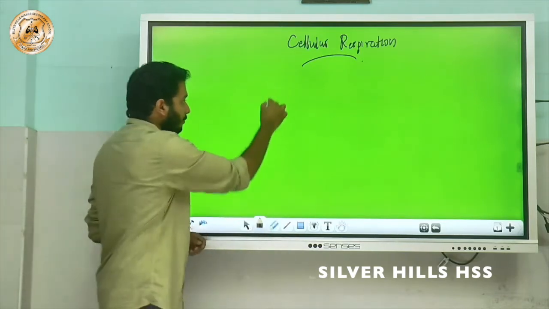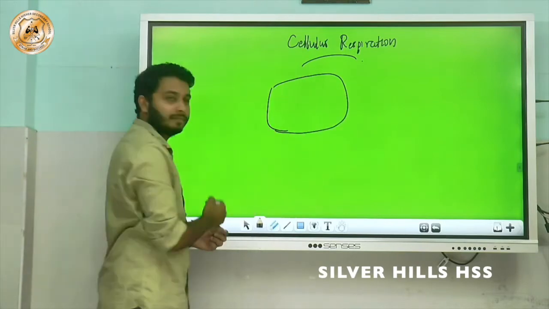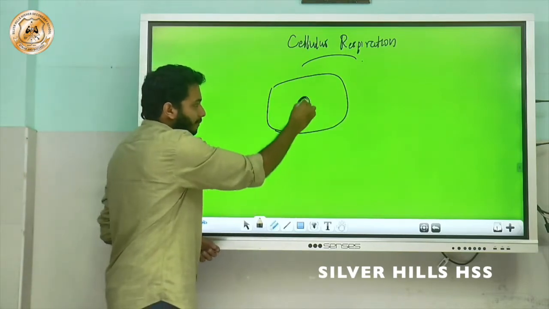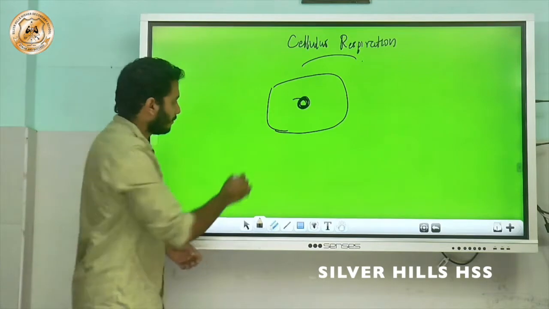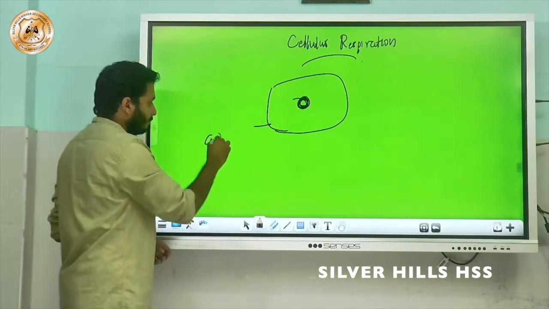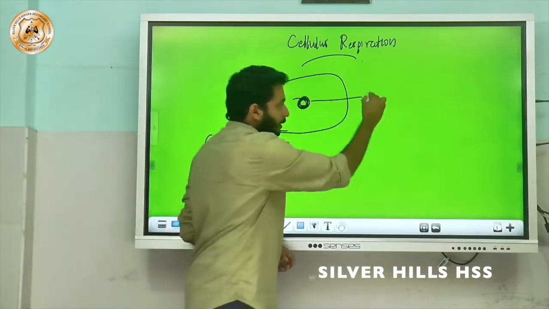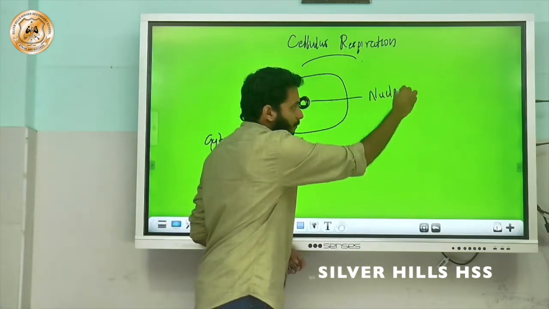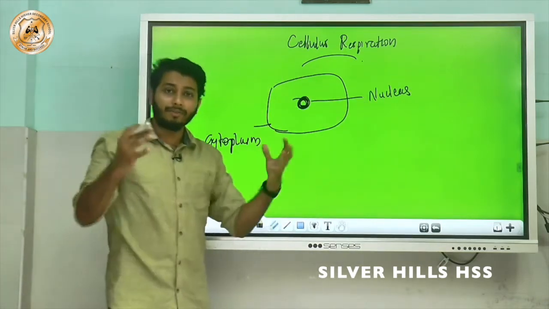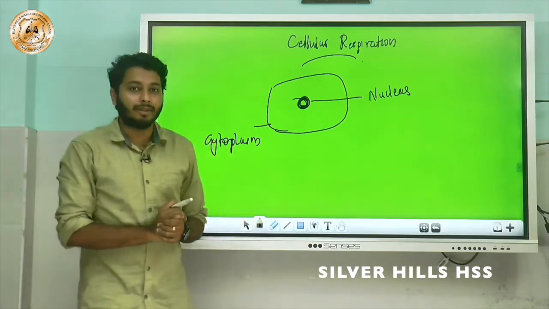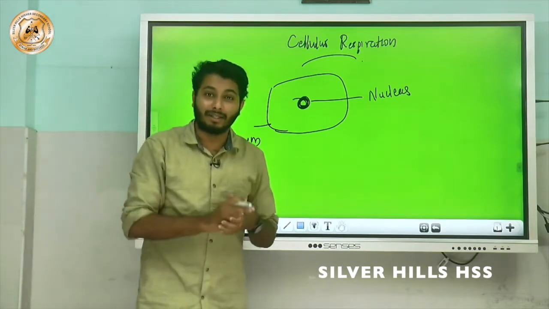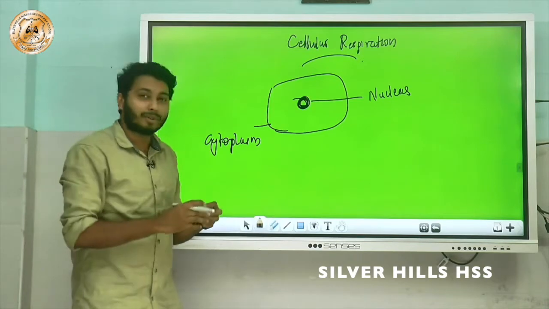Please observe the diagram on the smart board. Let it be a cell. This is the cytoplasm and this is the nucleus of the cell. After the process of digestion, the nutrients are extracted from the intestine and transported to every cell.